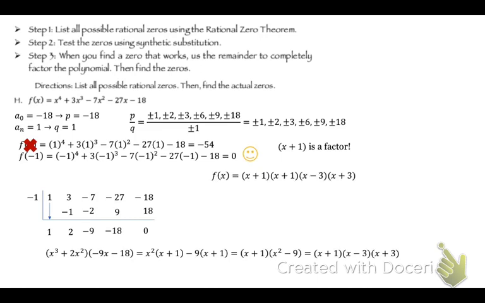Now we can put it all together. So we have the x plus 1 from right here, and then this from right there. Since we have two x plus 1s, it can be written as x plus 1 squared, and then x minus 3 and x plus 3. So it's x plus 1 equals 0, x minus 3 equals 0, x plus 3 equals 0. So x equals negative 1, x equals 3, and x equals negative 3.